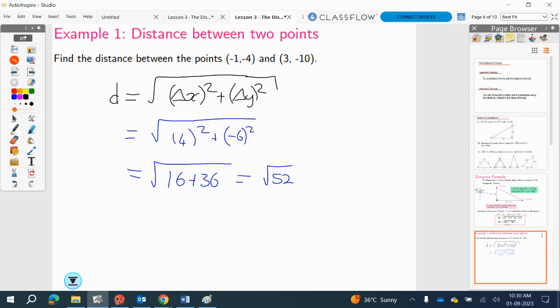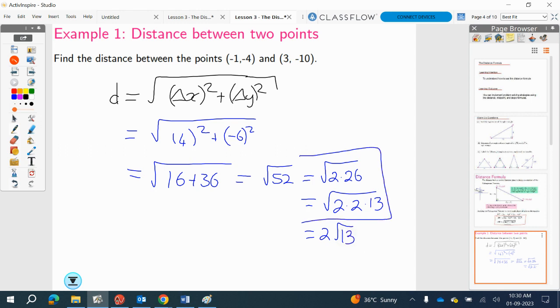Two root 15. So 52, halve it, you get 26. Halve it again, you get 13. You've had two lots of 2, which we can take out. So that is going to be... sorry, this is what we're doing in our head when we do this. So these bits are the thought process in your head tends to go.